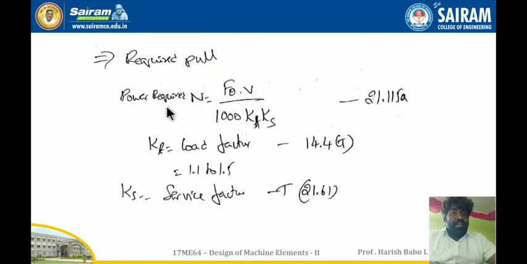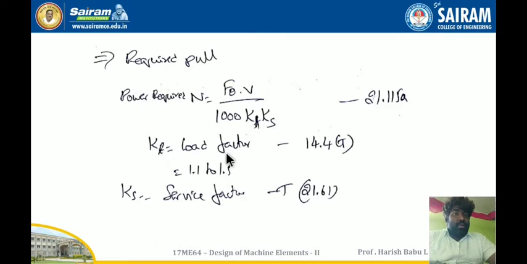For that we have a formula for the power required: N is equal to F theta V divided by 1000 KL and KS. So the equation number will be 21.115A. Here N will be the power, which will be given in the problem, or you can calculate it. F theta will be the required pull, V will be the velocity, KL will be the load factor, and KS will be the service factor.